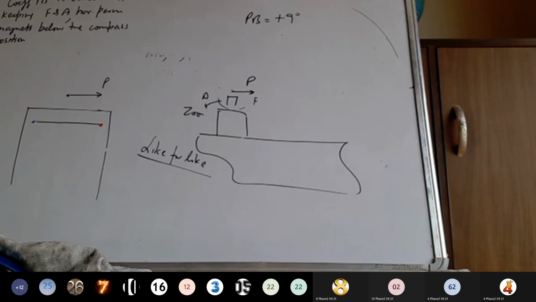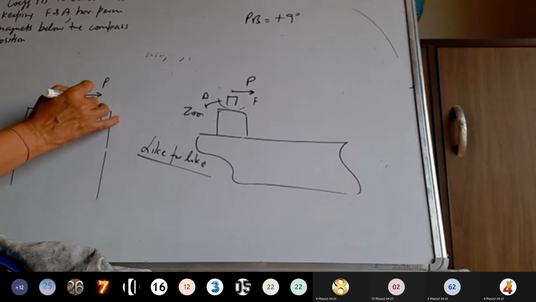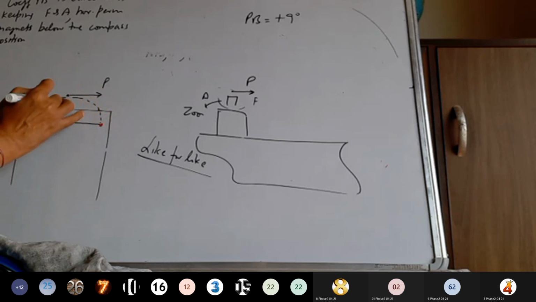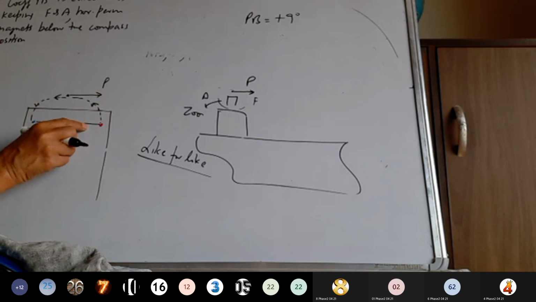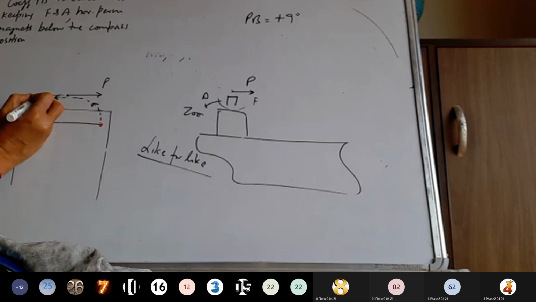So the force is going from red to blue, and this point will be somewhere in the center of this line. So what will happen? The lines of force going to the compass position will be going in this direction. So at the compass position, due to this magnet, you will have the force acting in this direction. This is the corrective force provided by this magnet.